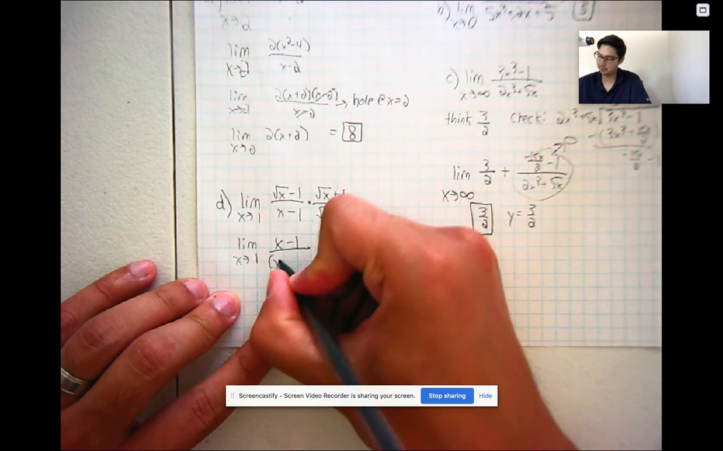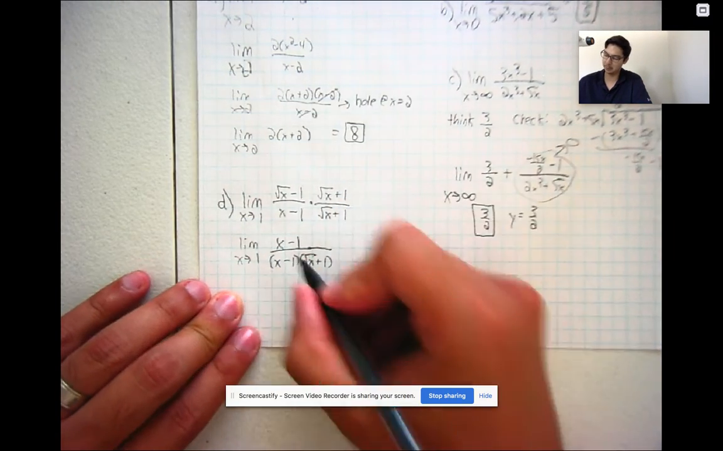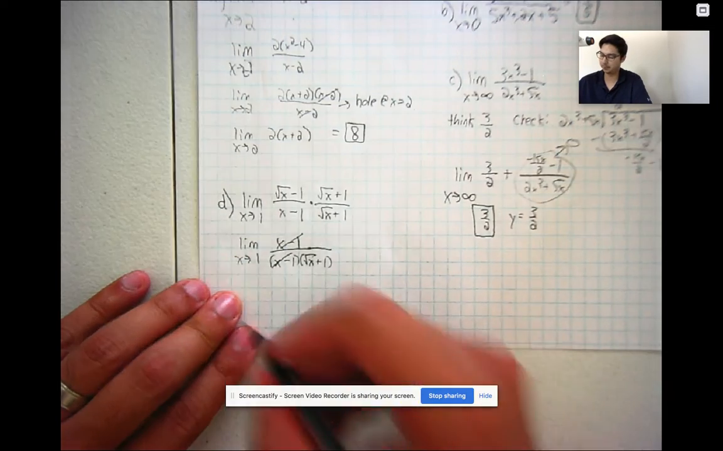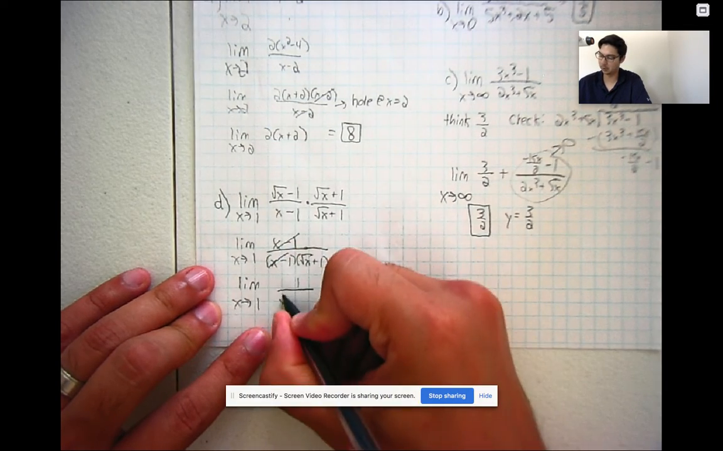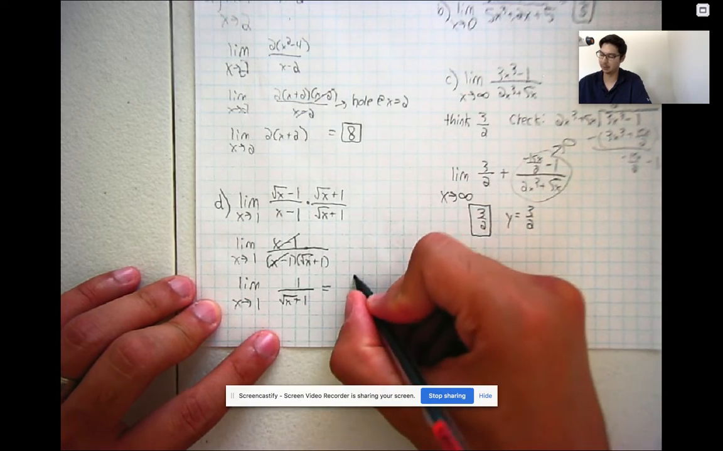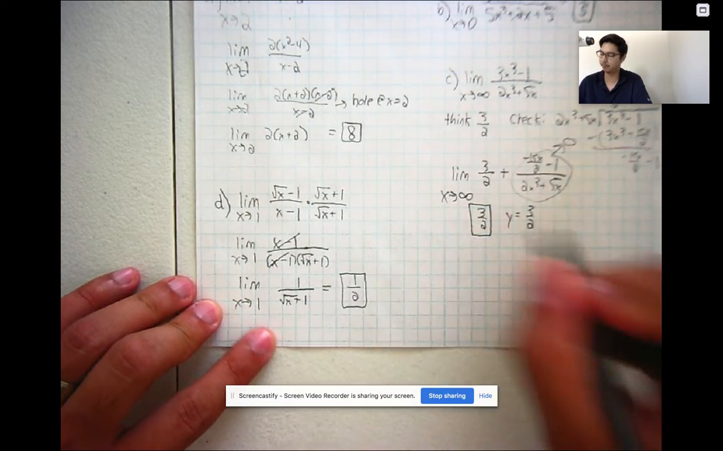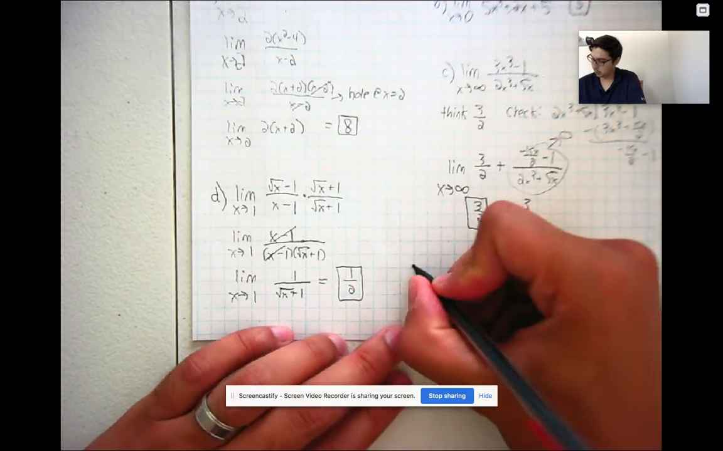And on bottom, we'll have x minus 1 times the square root of x plus 1, in which we'll see that those cancel to 1, and we're actually just left with the limit as x approaches 1 of 1 over the square root of x plus 1, in which now we can plug that in and get 1/2. All right. And now E and D, I'm going to squeeze it in.